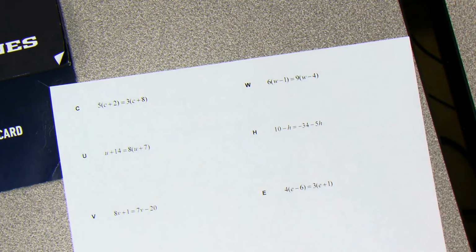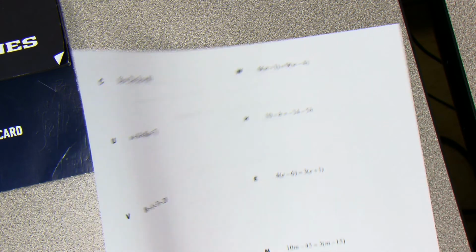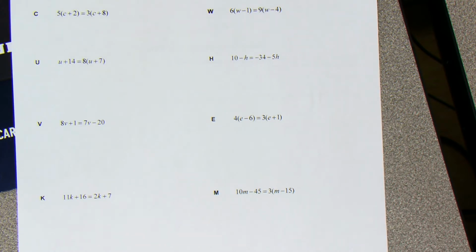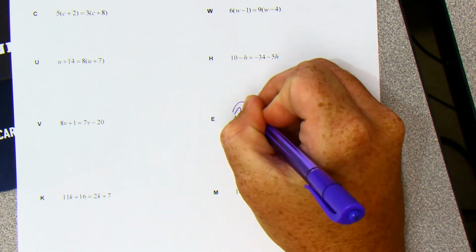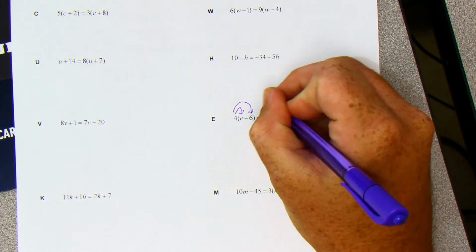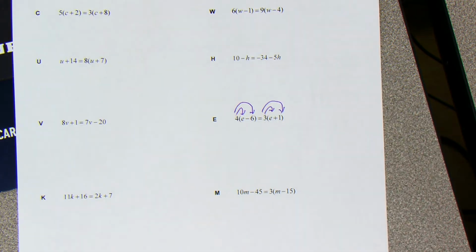Okay, so let me find a more difficult one for us to do so I can show you guys an example. All right, so I have one with two distributive properties, so why don't I do that one for you guys? So I'll do E for you. For E, we have two sets of distributive property, and our first rule is to remove distributive property first, so I'm gonna do these distributive properties first.